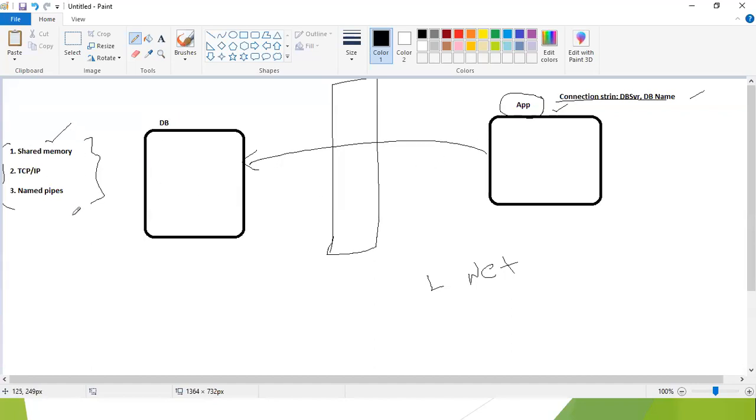So shared memory. What is shared memory? Why do we require shared memory? The name itself, right? The memory is shared between the application and the SQL Server. Let's take a scenario.